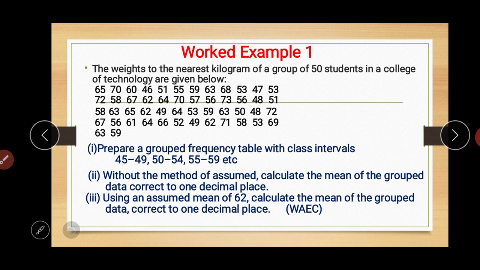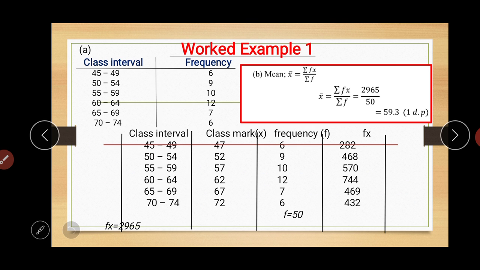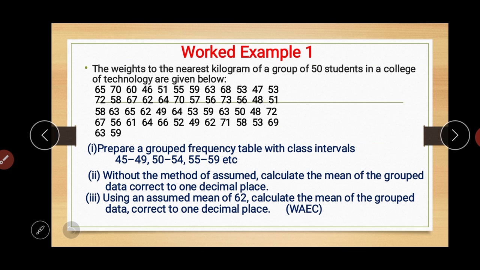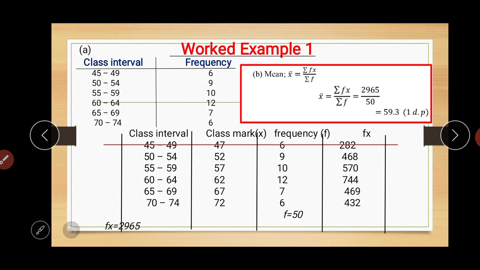Now let's look at the question very well. We look at the data. We now want to group the data and make a table like the one we have under A. By the time you count each of these data, you can write this down in your notes and practice. We have 45 to 49, we have 6; 50 to 54, we have 9; 55 to 59, we have 10; 60 to 64, we have 12; 65 to 69, we have 7; 70 to 74, we have 6. You can see that.